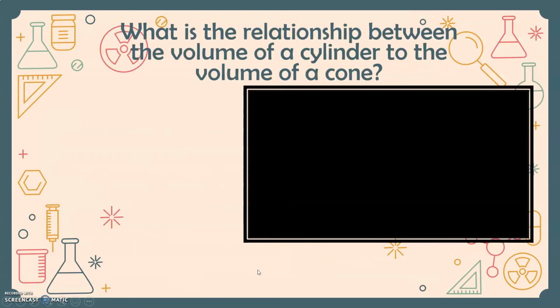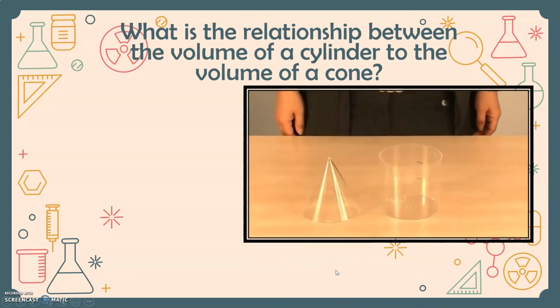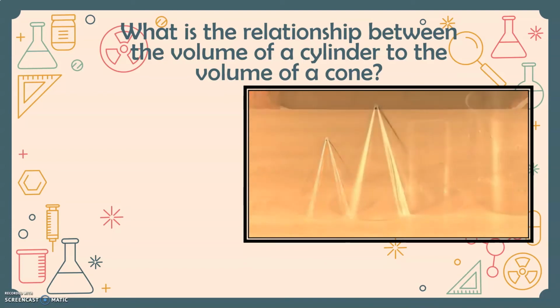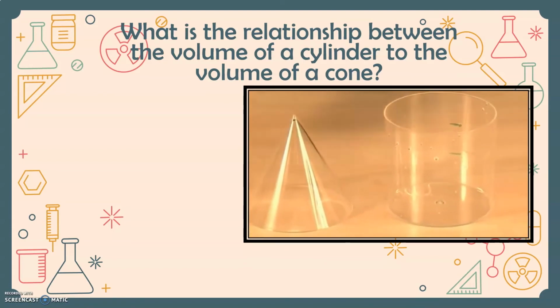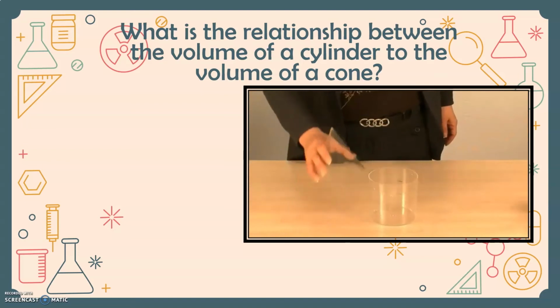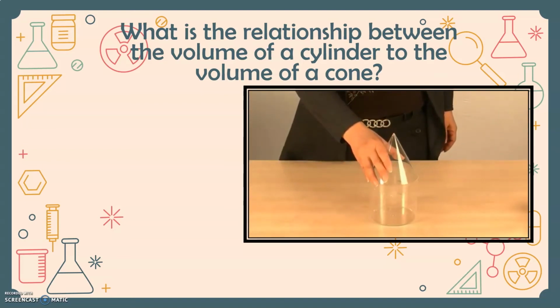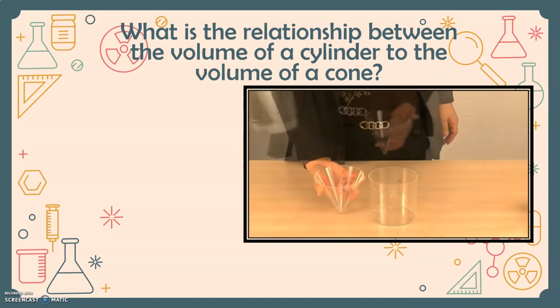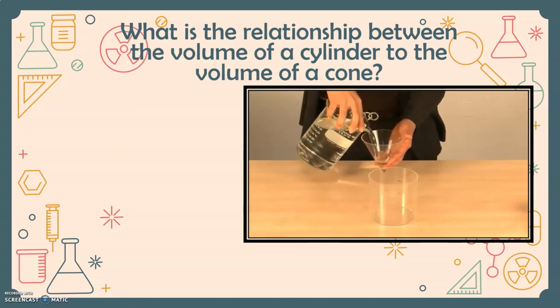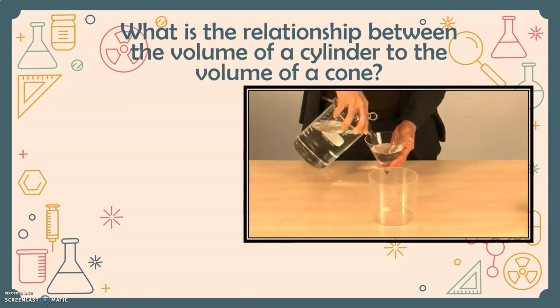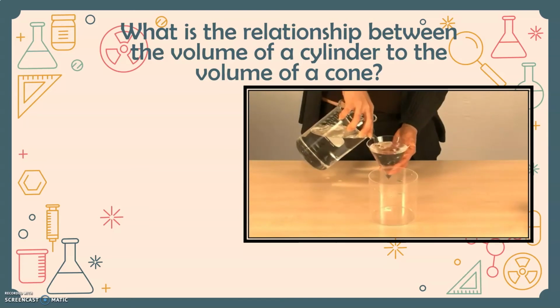Now, let's see how the volume of a cylinder is related to the volume of a cone by watching this video. In this video, we'll demonstrate the ratio of a volume of a cone and a volume of a cylinder. We have a cone and a cylinder with the same diameter and height. The cylinder is filled exactly with 3 full cones of water.